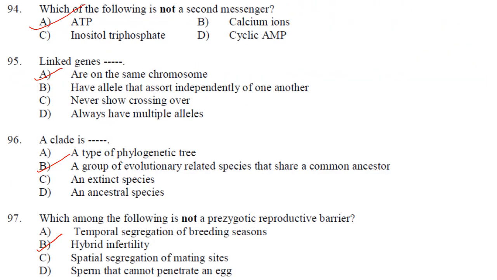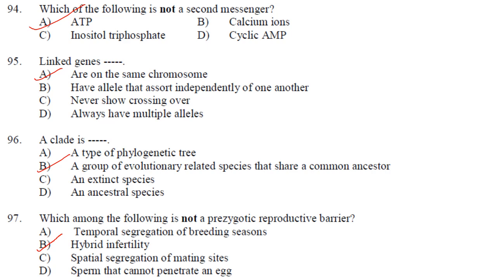Then, which of the following is not a second messenger? ATP. Out of these, ATP is not a second messenger. Then linked genes. Linked genes are on the same chromosome. Yes, that itself is correct. Have alleles that assort independently? No. Never show crossing over? Sometimes they show incomplete linkage, sometimes they show crossing over. Always have multiple alleles? No.